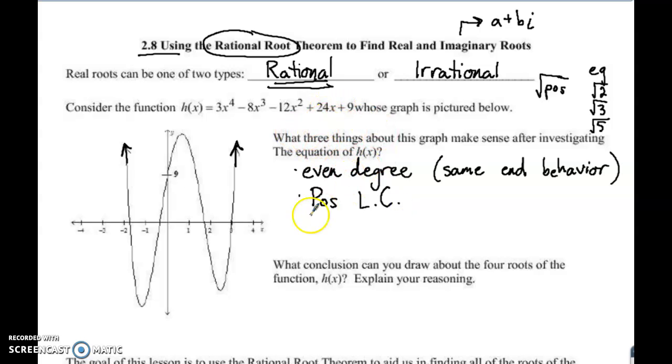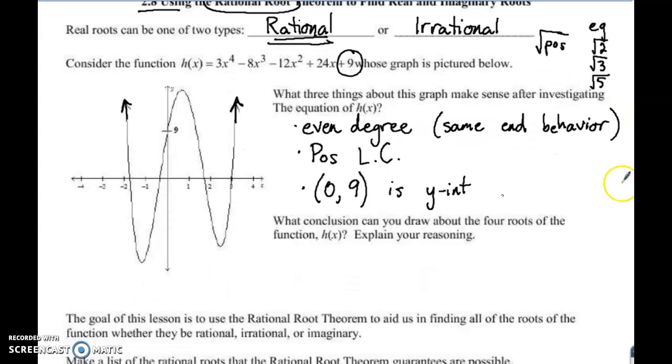This is a very open-ended question, by the way, because you might notice something else. And also maybe the fact that it goes through the y-intercept at (0, 9). That's pretty evident because if you plugged in 0 for all these x's, you would get 9. Now, as far as the 4 roots based off of the graph, I think it's pretty clear to see that to the right of 0, there are 2 roots. So you can say that there are 2 positive roots. And then also to the left of the origin, there are going to be 2 negative roots.